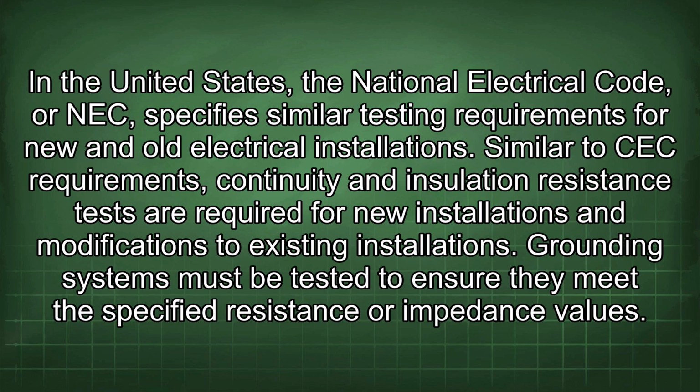current. In the United States, the National Electrical Code, or NEC, specifies similar testing requirements for new and old electrical installations. Similar to CEC requirements, continuity and insulation resistance tests are required for new installations and modifications to existing installations. Grounding systems must be tested to ensure they meet the specified resistance or impedance values.